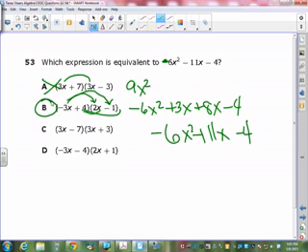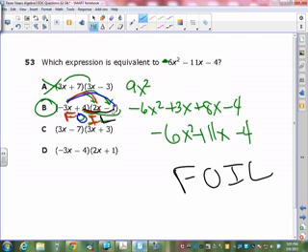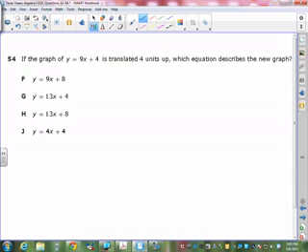That is your answer. By the way, they may ask you to use the FOIL method, or they may mention that on the EOC. That means the first one times the first one, the first one times the outer one, the two inner ones times each other, and then the two last ones times each other. So if you see FOIL, that just means distribute it all out.